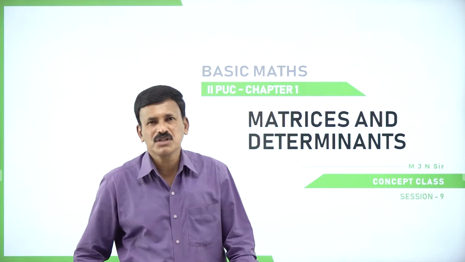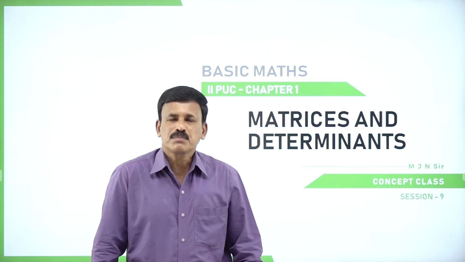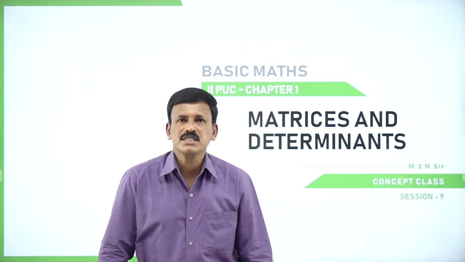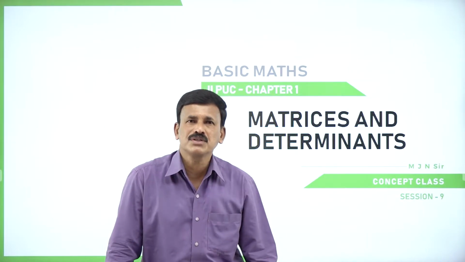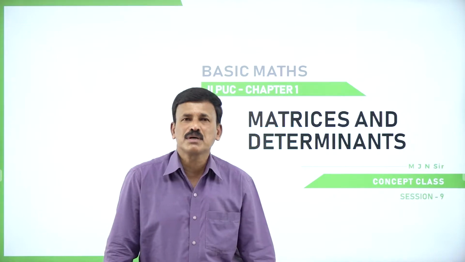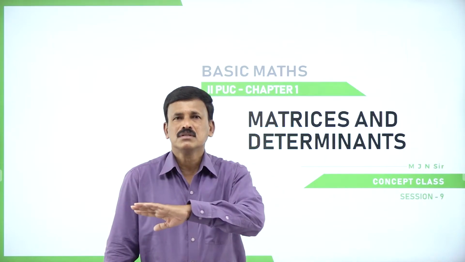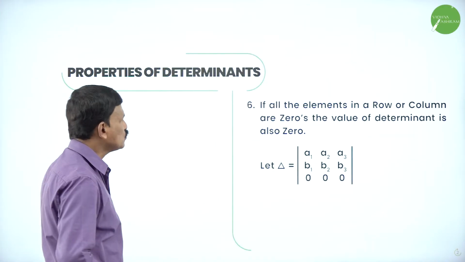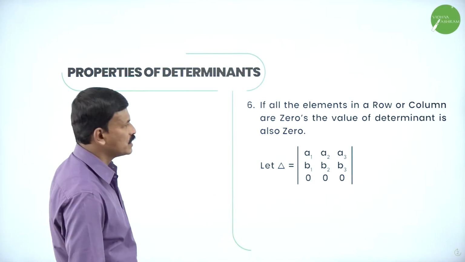Definitely we will get a 3 marks question from problems based on the properties of a determinant. Now let me discuss the remaining 2 properties, then we will go to the problems. The first property I am going to discuss today is property number 6.